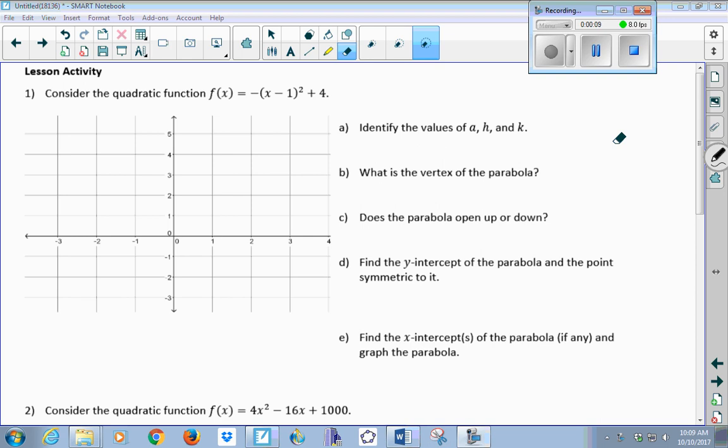Consider the quadratic function f of x equals -1 times the quantity x minus 1 squared plus 4. So this quadratic function is in the form of f of x equals a times the quantity x minus h squared plus k. Now, we were introduced to this form in this lesson, and we call this form the standard form.